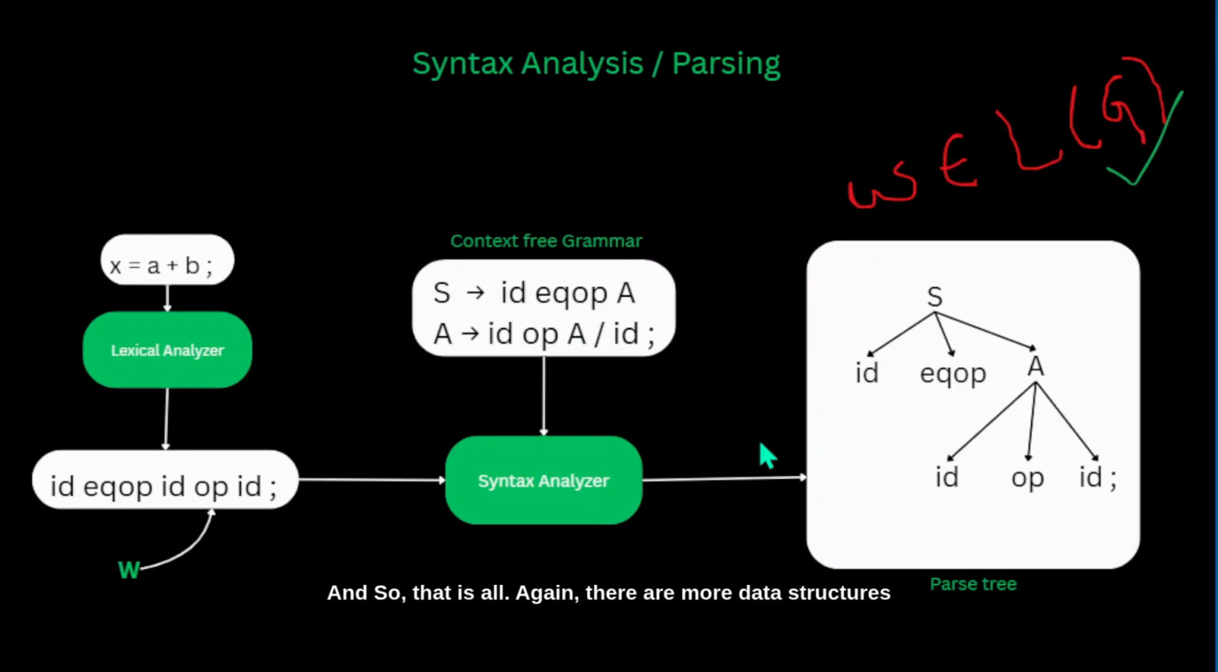Again, there are more data structures that are created and used during scanning and parsing, but we will study them when we study each phase in depth. The whole point of this is to create a mind map in your head of how the entire thing works. Don't worry if you are having trouble with tokens or converting it to a parse tree, because we will revisit it later and solve a lot of problems on it. I just want to form a map in your head. That's all.